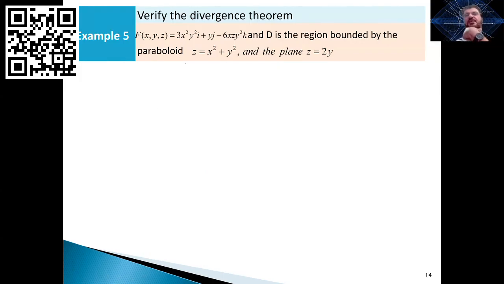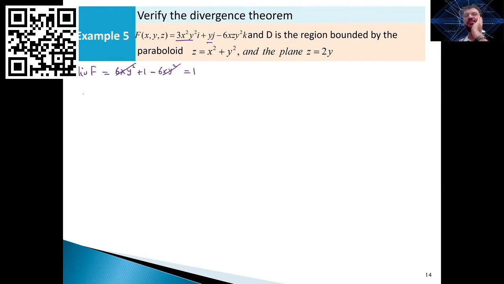Same thing. So we're going to find the divergence of F to find the flux. The derivative of this one with respect to x is 6xy squared. The derivative of this with respect to y is 1. The derivative of the last one with respect to z is negative 6xy squared. This is the divergence. This one cancels that one, and I'm left with 1. That's the divergence of F.